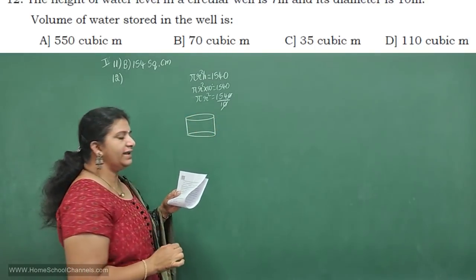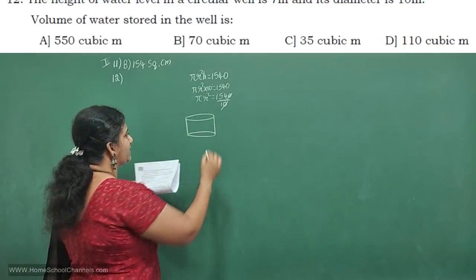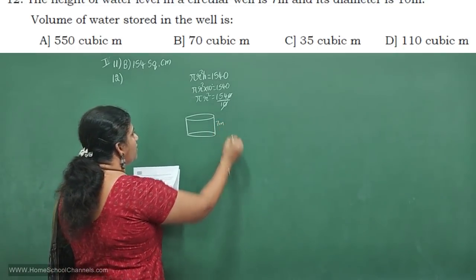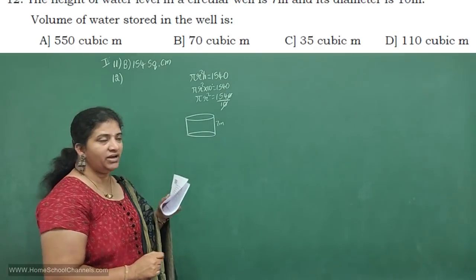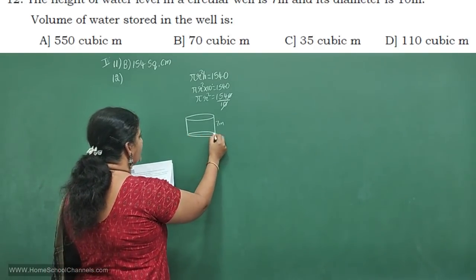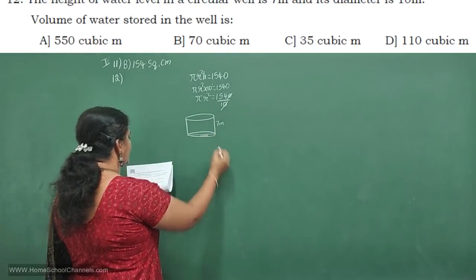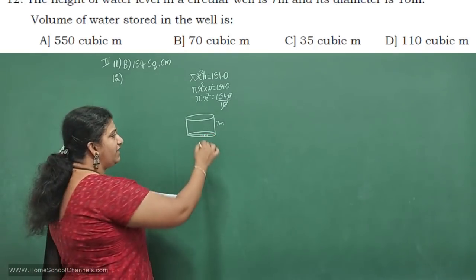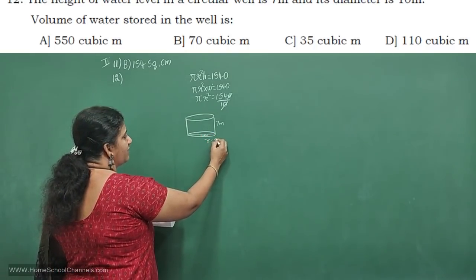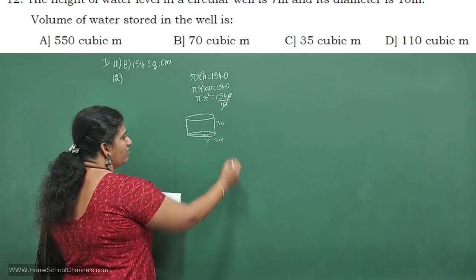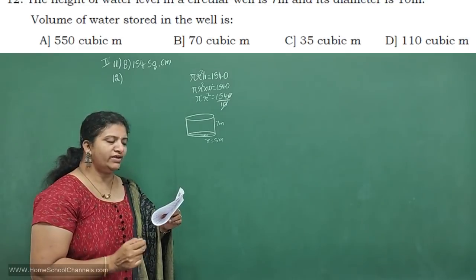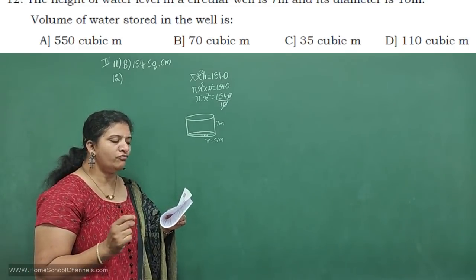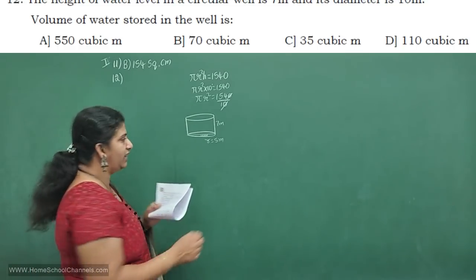Water level in a circular well is 7 meters. Water level indicates height. And the diameter of the well is given as 10 meters. Okay. If the diameter is 10, the radius will be 10 by 2, that will be 5 meters. We know the radius and height. What do we need to find? Volume of water stored in the well.